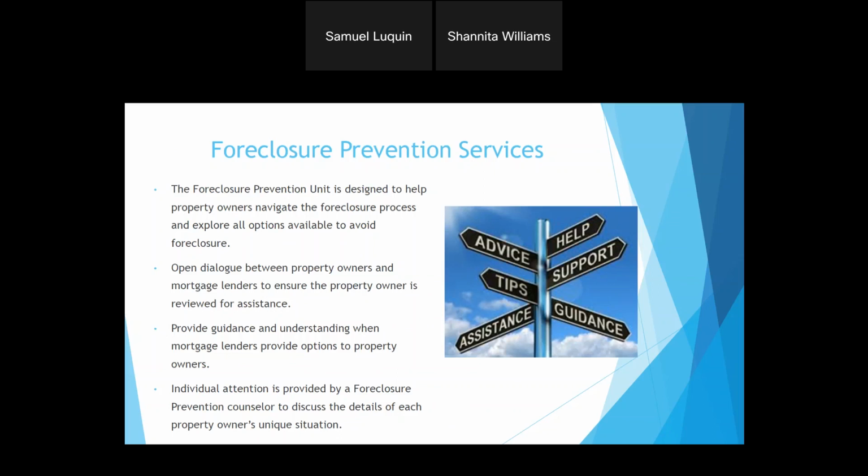We're here to provide guidance and understanding when mortgage lenders provide these options to the property owners. Just because a lender is offering you a loan modification or a repayment plan does not necessarily mean that might be the best fit for you. We provide individual attention between a foreclosure prevention counselor and the property owner to discuss the property owner's unique situation. Everybody's situation when it comes to home ownership and preventing foreclosure is different, so we are very specialized in understanding the wide variety of roads that this map of foreclosure can provide.